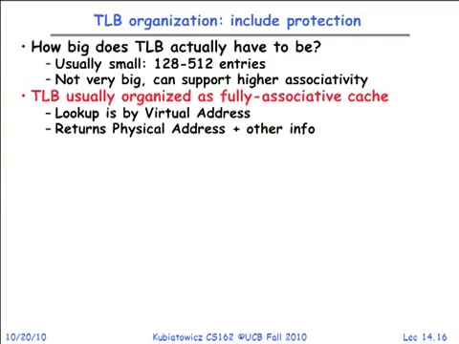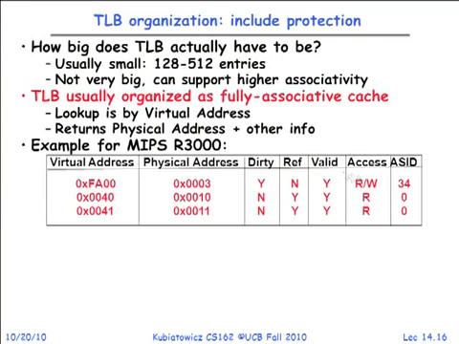Here's an example for a very old processor now, but here's a typical entry. You look up by virtual address. What you get out is the physical page, whether it's dirty or not, whether it's been referenced or not. These 2 bits, by the way, are things we'll talk about in a moment when we talk about paging. Whether it's valid at all. When you flush your page table entries, you actually just mark everything not valid. And then whether it has read-write access or not. And then you can also have an application space ID or a process ID or a couple other things in there.